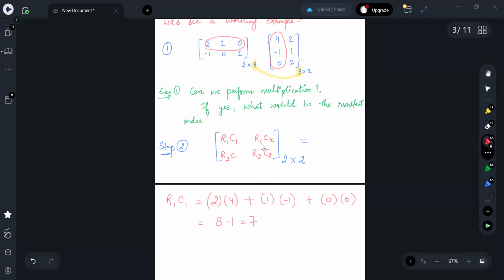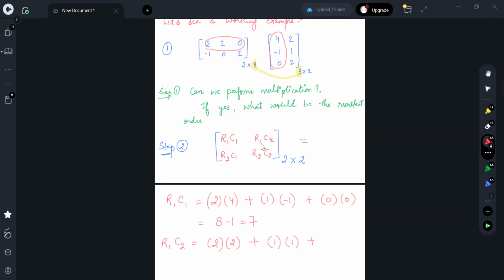Same thing, I find row 1, column 2. I focus on row 1 of the first matrix and multiply each corresponding entry to column 2. So I'm multiplying row 1 with column 2. First entry is this. Add. The second entry of row 1 is 1. The second entry of column 2 in the second matrix is 1.